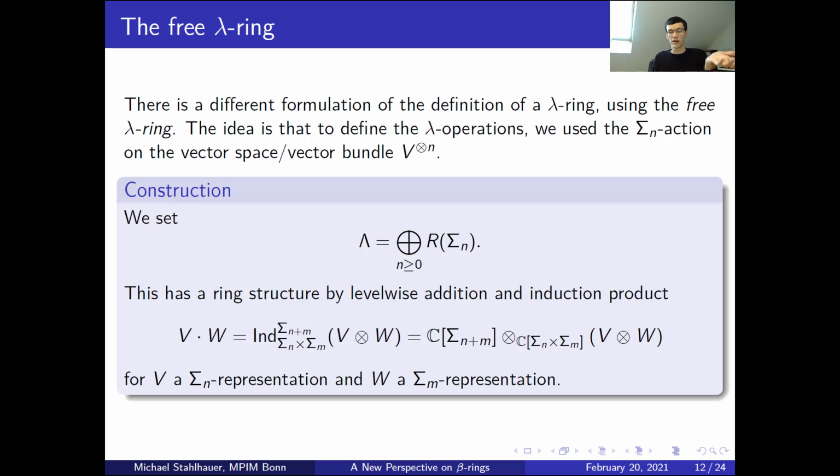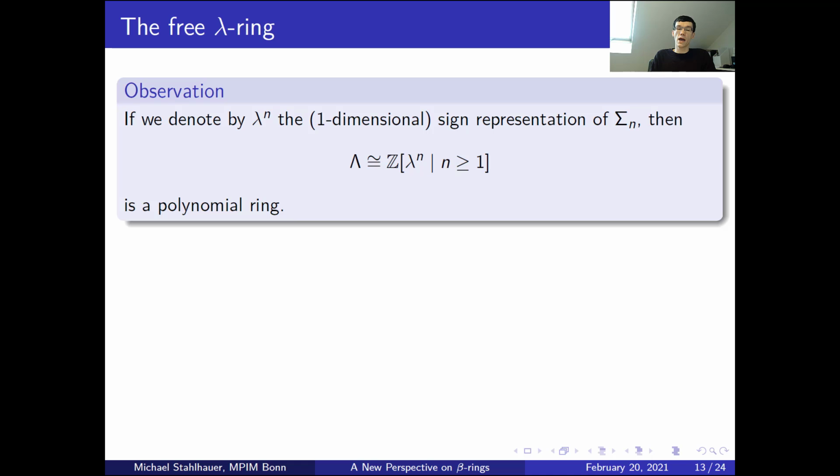So if we have a sigma n representation and a sigma m representation, their tensor product is a sigma n times sigma m representation, acting on both factors separately. And then we can induce it up to be a sigma n plus m representation. And this then really defines the ring structure on lambda. And it turns out that this ring is indeed polynomial on the sign representations. That's a calculation you have to do.